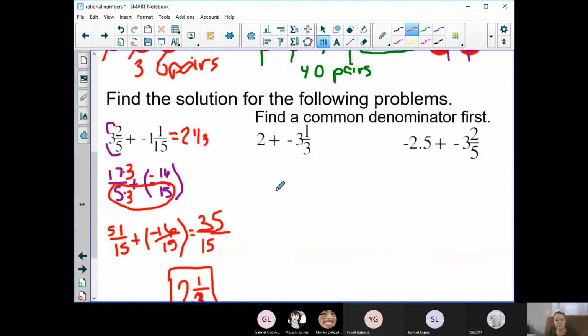All right, let's try this one. 2 plus negative 3 1/3. All right, so the first step, we're going to change these to a common form. Since this one is a fraction and this one's not, I'm going to change 2 into a fraction. So 2 as a fraction would be 2 over what number? What would my denominator be?